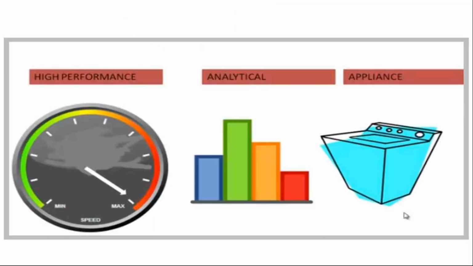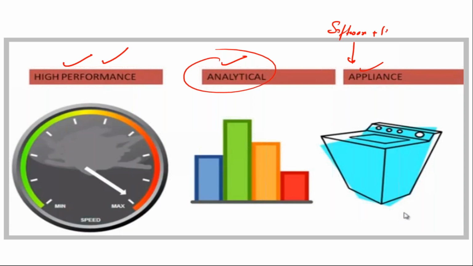HANA is basically, as I told you, a high performance analytical appliance, purely used for analytics. When you want to use it for analytics, the performance of the system has to be high. When I talk about an appliance, it is a combination of software plus hardware. The software is basically SAP's license, plus hardware is whatever hardware on which your software is going to reside. When I talk about hardware, it could be your servers, storage, your networking equipment.